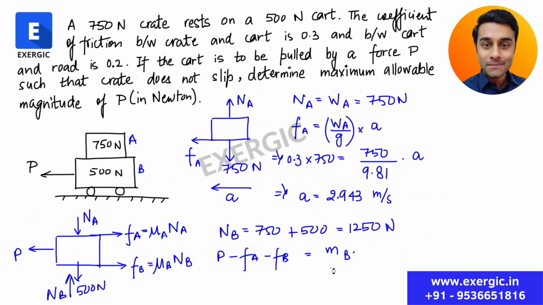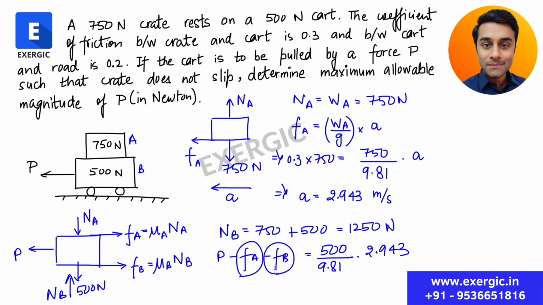So let us do that right away. Weight of B means weight of this cart is given to you as 500 Newton. So 500 divided by 9.81 multiplied by A. The value of A we already calculated as 2.943. Now look at this expression. FA is equal to mu A multiplied by NA. We have already done that. Mu A multiplied by NA. So value of FA we also know.